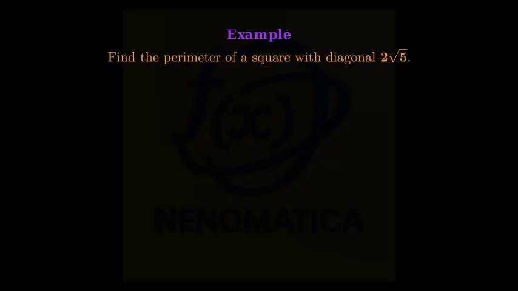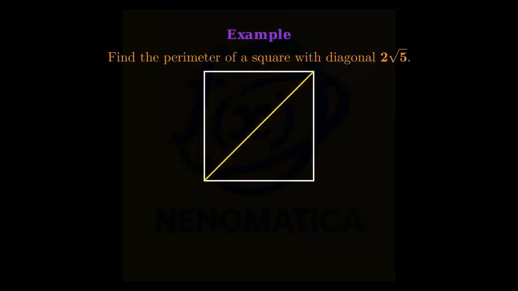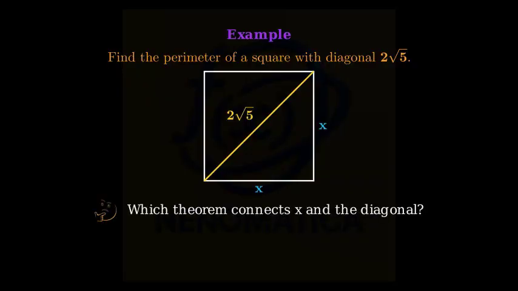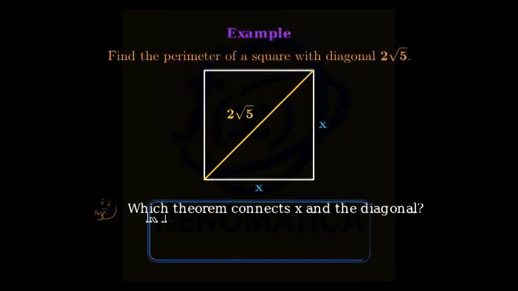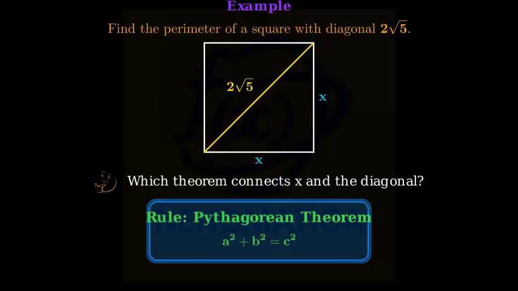Example: we will find the perimeter of a square when its diagonal measures 2 times the square root of 5. We'll display the problem, then draw an intuitive diagram. Let's sketch the square. The side length is unknown, call it x. The diagonal is 2 square root 5. Quick challenge: which theorem links side and diagonal in a square? Use the Pythagorean theorem on the right triangle formed by the diagonal. The legs are x, and the hypotenuse is 2 square root 5.